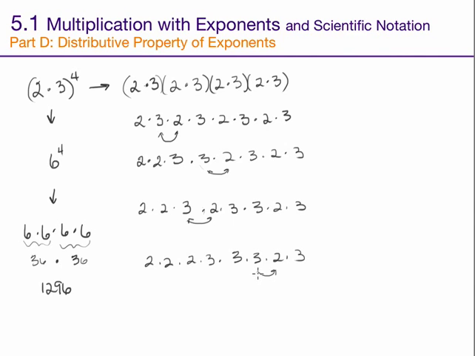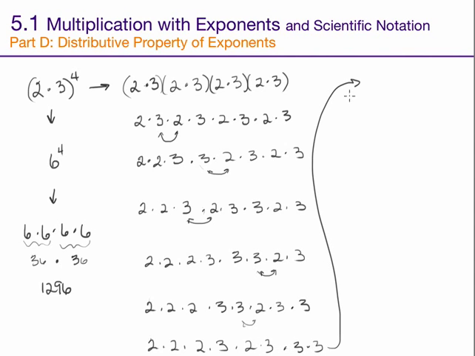Then I'm going to do it again here. Not 3 times 2, 2 times 3. Times 3. And again, 3 times 2 becomes 2 times 3. And one more time. 2 times 2 times 2 times, not 3 times 2, but 2 times 3 times 3 times 3 times 3.